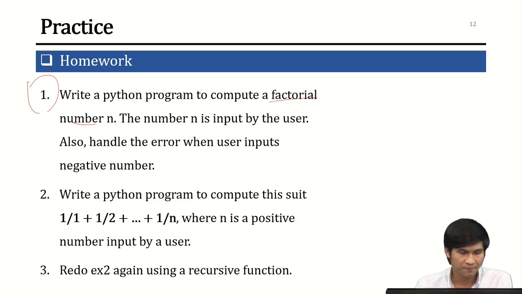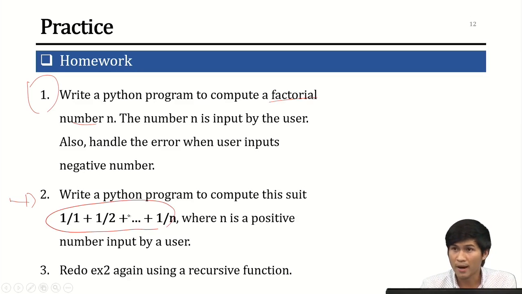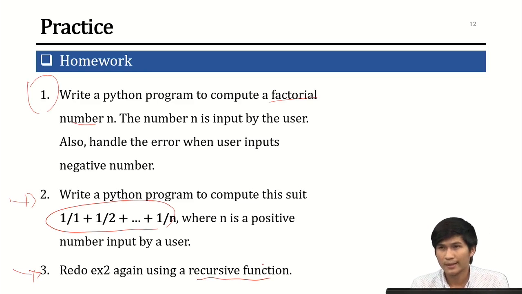And for exercise number 2, you write a Python program to compute this sum of numbers, where n is an input obtained from the user, and it should be a positive number. And in the third exercise, you try to redo exercise 2 again by using a recursive function. I think you already have some basics of a programming language. You may know what a recursive function is. So just a quick overview. It is a function that calls itself, right?